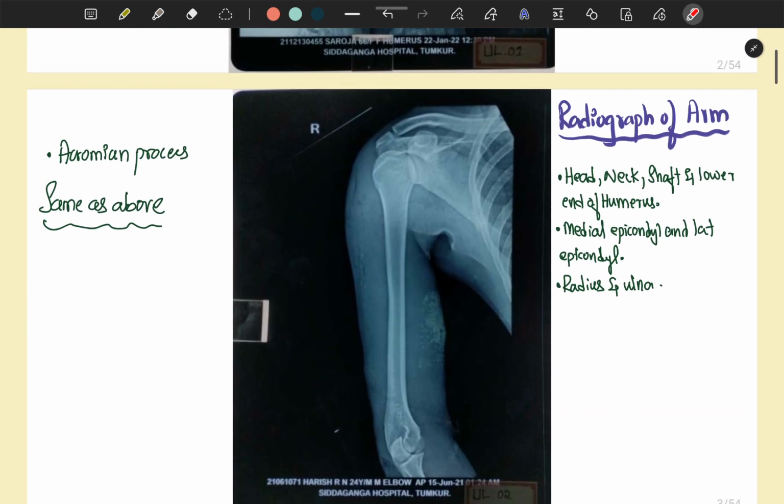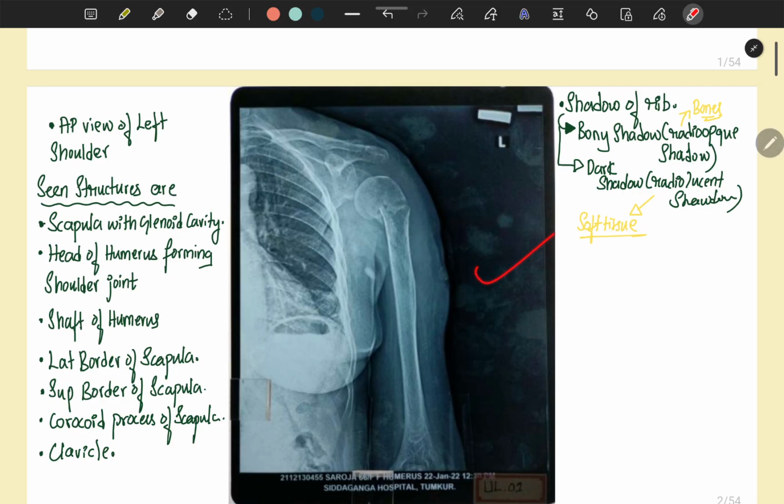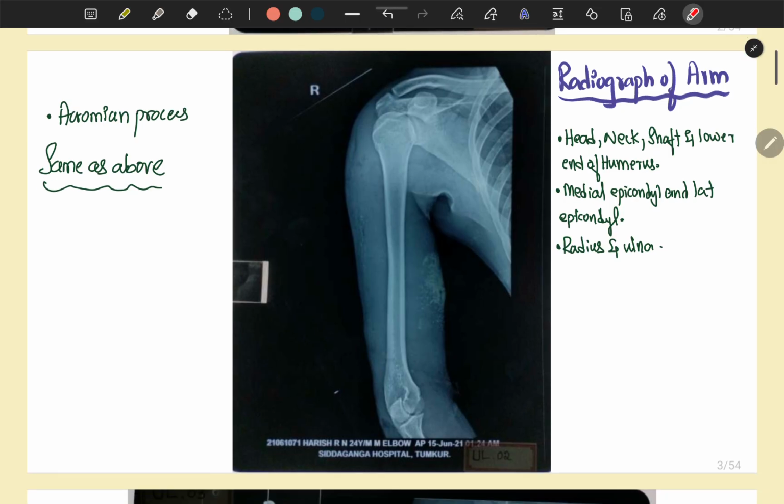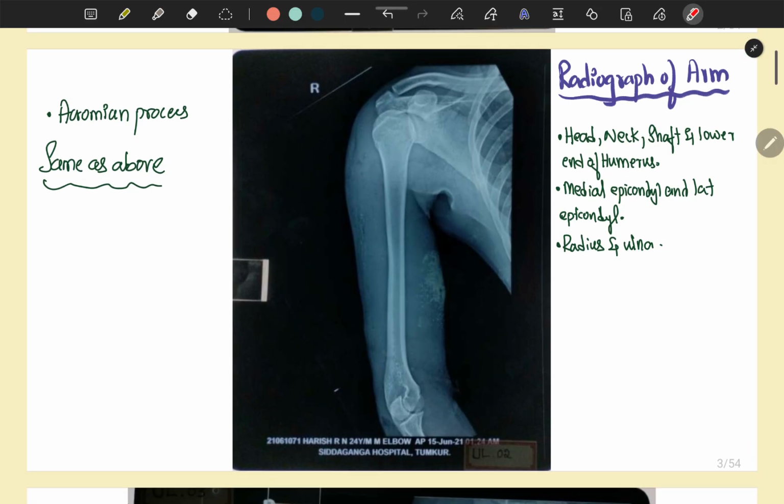Coming to the next X-ray, that is radiograph of arm. Here you can see all the features and all the bones as we saw in this X-ray, but prominently you can see the acromion process here, this part, acromion process. Okay, and you can see the medial and lateral condyle of the humerus.